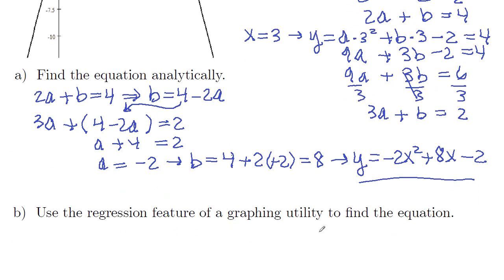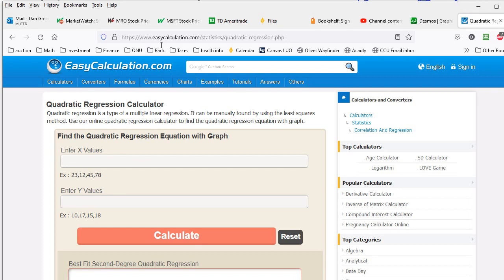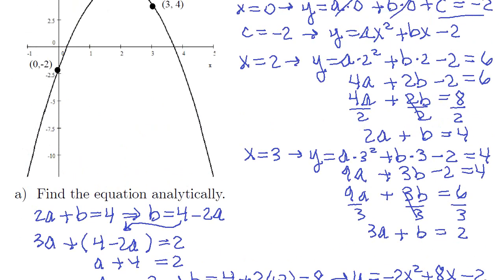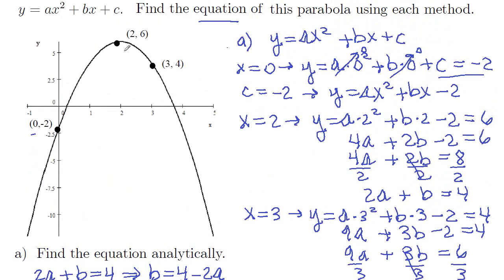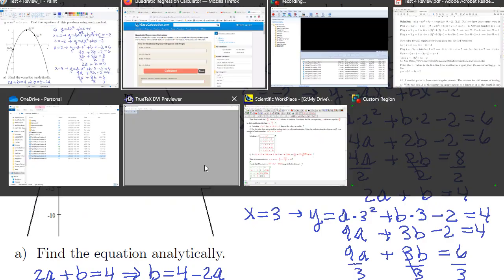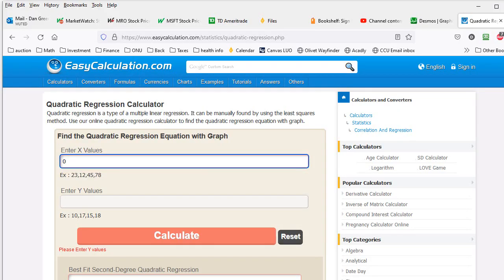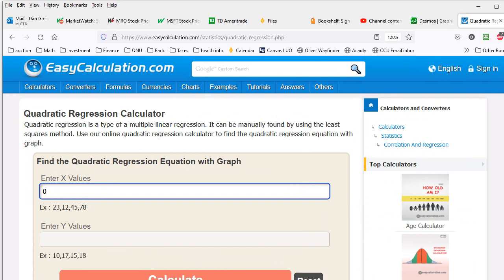And then let's double check that by using regression here. We want to use the regression calculator on easycalculation.com. In the document, you should see this web address. You can just paste that into your browser. Here we want to enter our 3 x values of the points that the parabola goes through. Those x values, if we scroll back up, were 0, 2, and 3. So we will do 0, comma 2, comma 3.